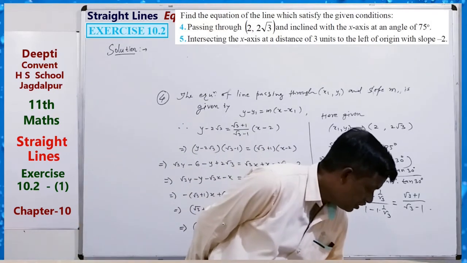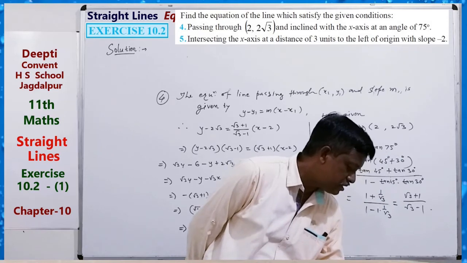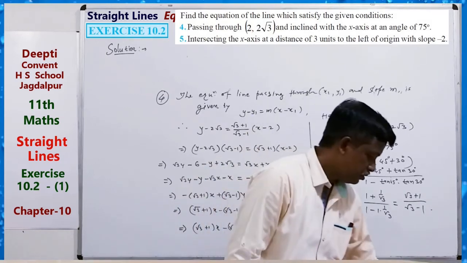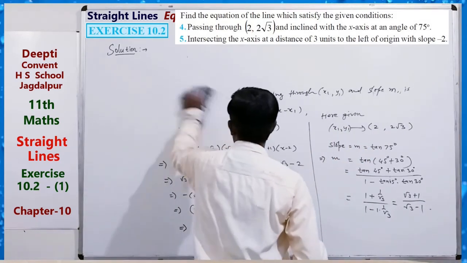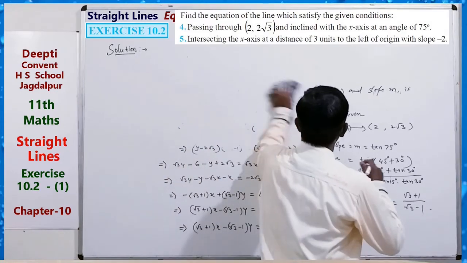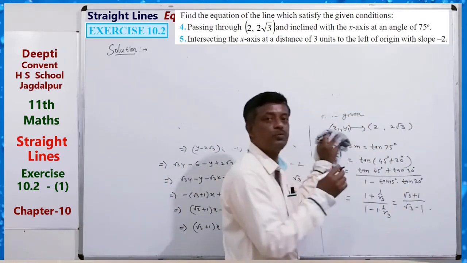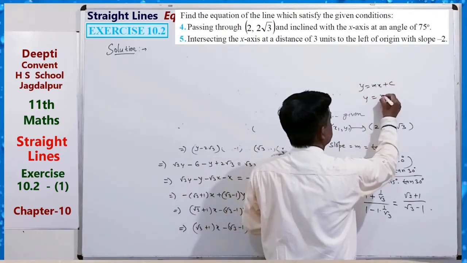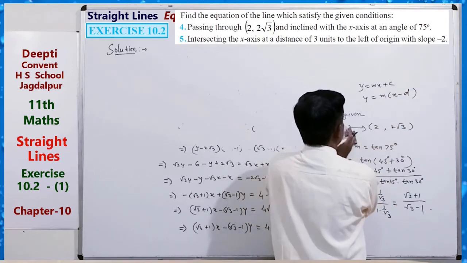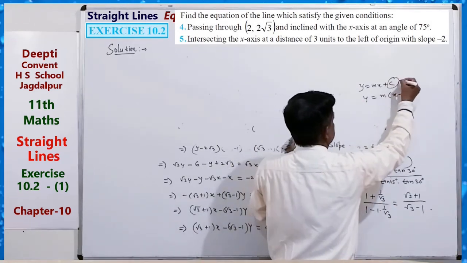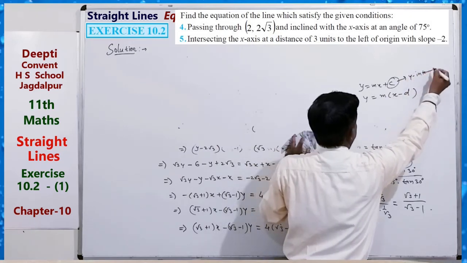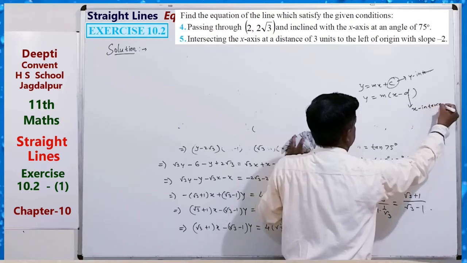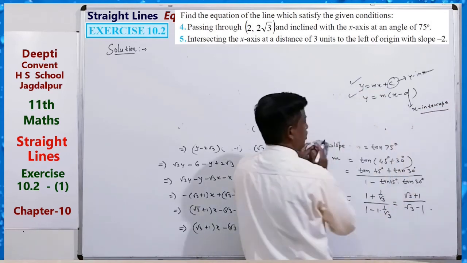Okay, question 5: intersecting the x-axis at a distance of 3 units to the left of the origin with slope minus 2. We also know the slope intercept form. What is the slope intercept form? This is y equals mx plus c, and also y equals mx minus d. This is our slope intercept form. This is the y intercept, or this is the x intercept. So this is our formula.